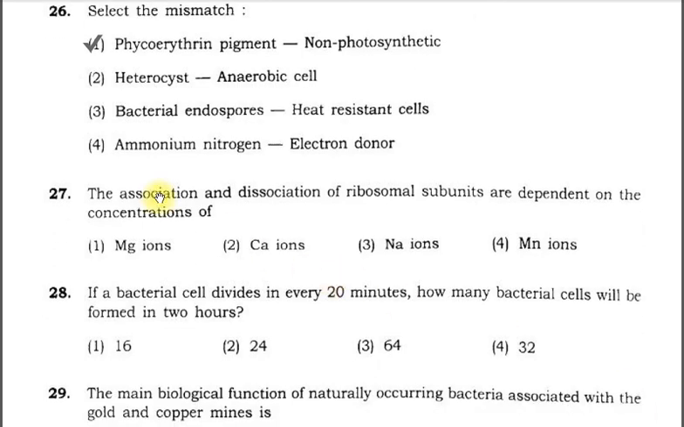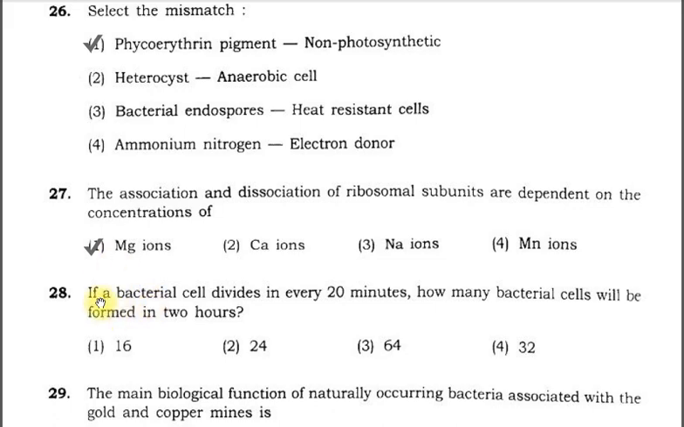Question number 27. The association and dissociation of ribosomal subunits are dependent on the concentrations of: option 1, magnesium ions; number 2, calcium ions; number 3, sodium ions; number 4, manganese ions. So here the correct one is option 1, which is the magnesium ions.